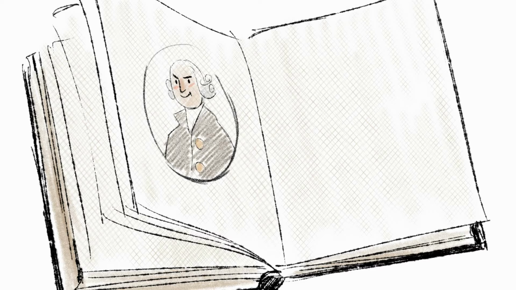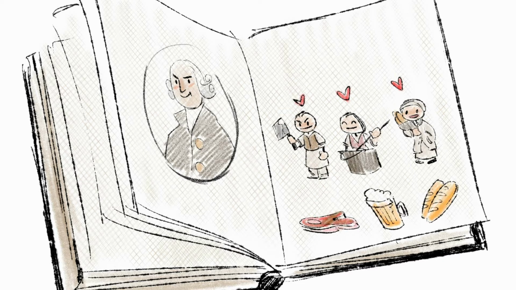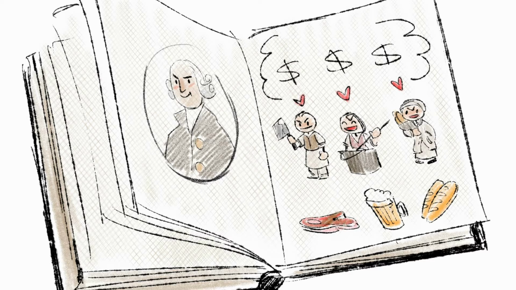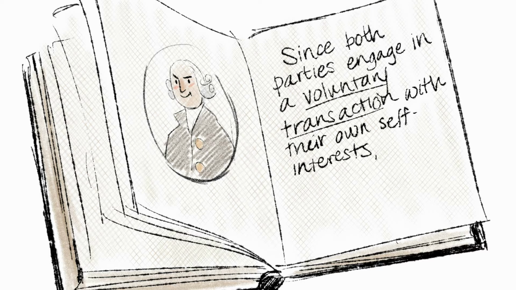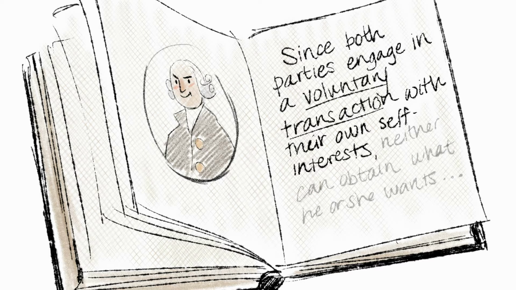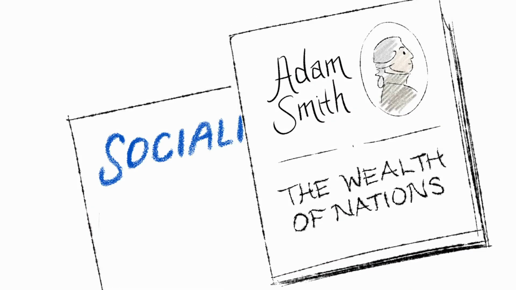And a famous quote from the book that you may have heard is, quote, "It is not from the benevolence of the butcher, the brewer, or the baker that we expect our dinner, but from their regard to their own interest," unquote. I guess to summarize that, he means that since both parties engage in a voluntary transaction with their own self-interests, neither can obtain what he or she wants without addressing what the other party wants. So that's capitalism in a nutshell.